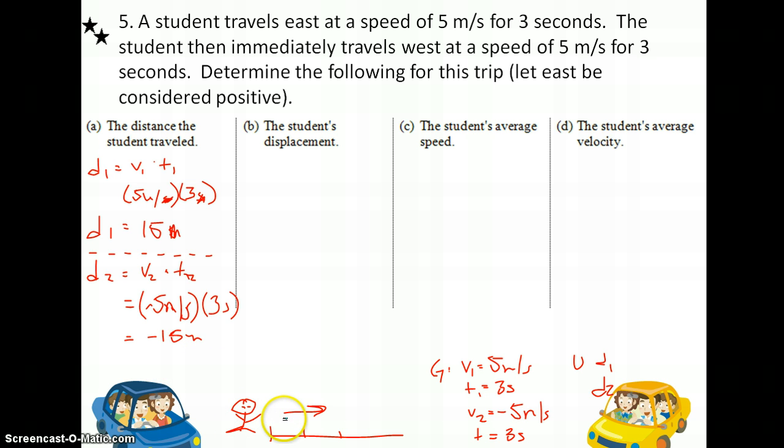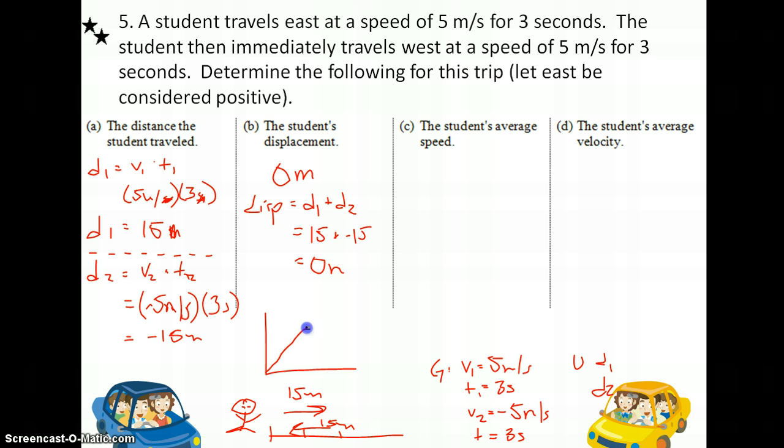So if we look at the displacement, he's going out 15 meters, but then he's traveling back another 15 meters. Our student's total displacement is 0 meters, since he went out and came back the same. For displacement you can take distance 1 plus distance 2, which is 15 plus negative 15, so the total displacement is 0 meters. If you graphed it, you'd get a lovely little mountain, going out at about 5 meters per second and then back.